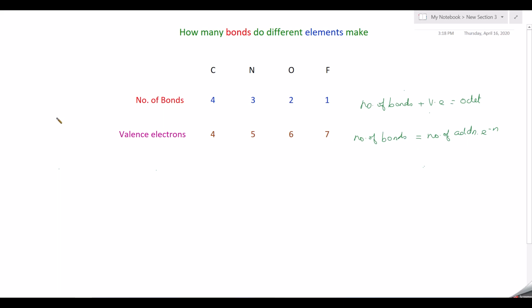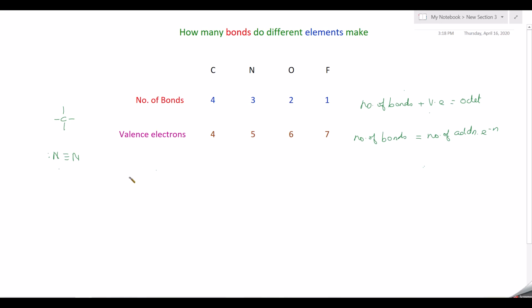For example, you take carbon. Carbon wants to make 4 bonds, so it needs only 4 electrons to complete its octet, so 8. Similarly, nitrogen has to form 3 bonds and it needs only 3 electrons to complete its octet, because totally 2, 4, 6, 8 completes its octet. Similarly, oxygen. So the number of bonds is equal to the number of additional electrons that each atom needs to complete its octet. So these are the two pieces of information we are getting, and we can use an alternative method for writing the Lewis dot structure.